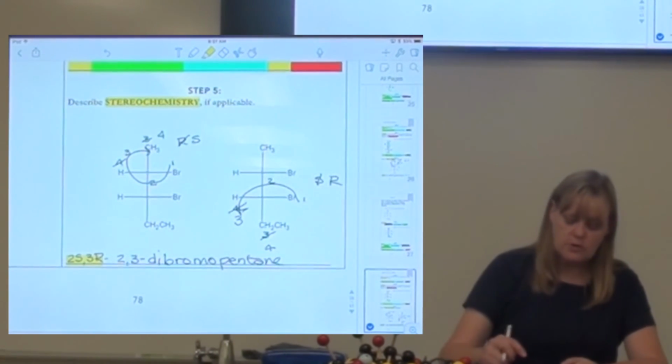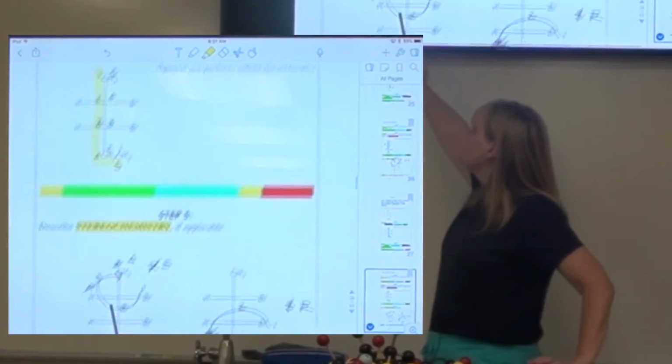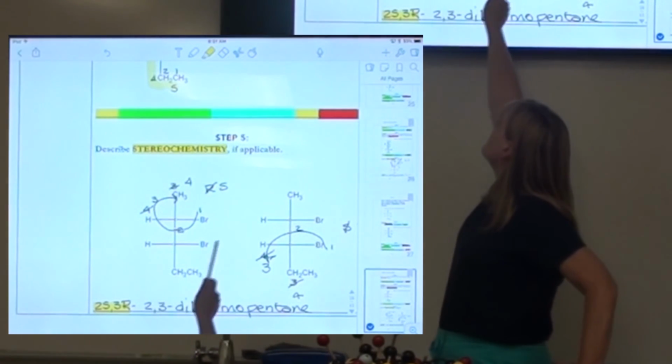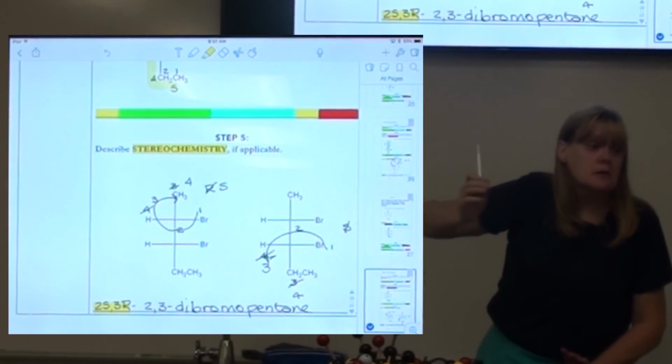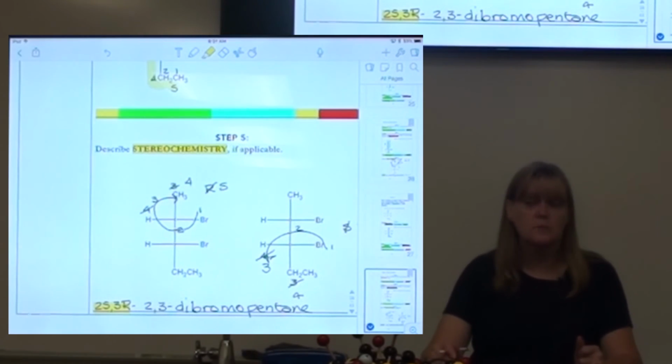And so therefore, this chirality center is also 2. So whatever label you come up with for that, we put the 2 with that. It's the same numbering as for the parent hydrocarbon label.